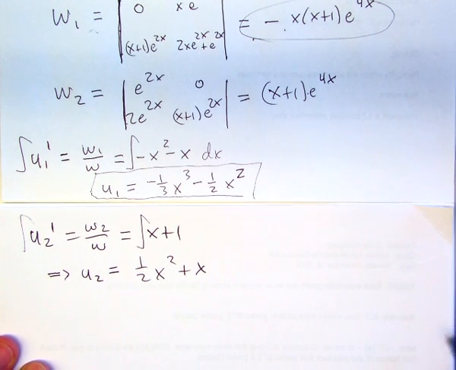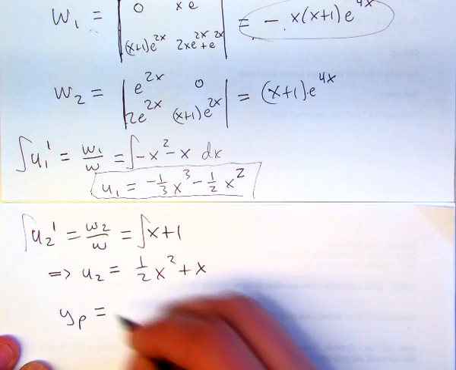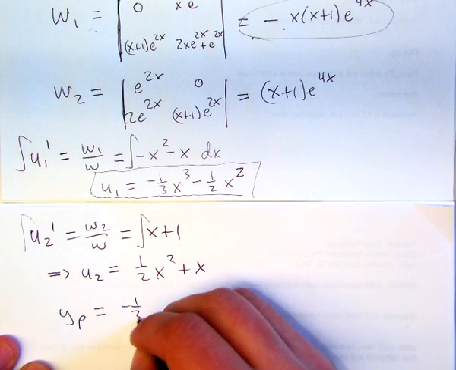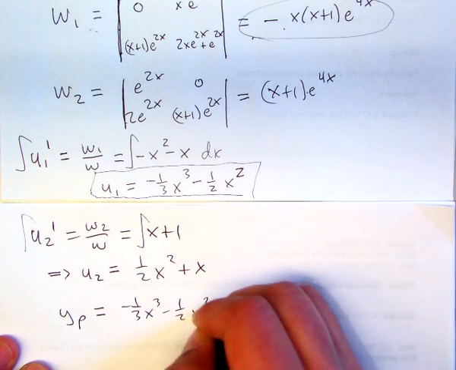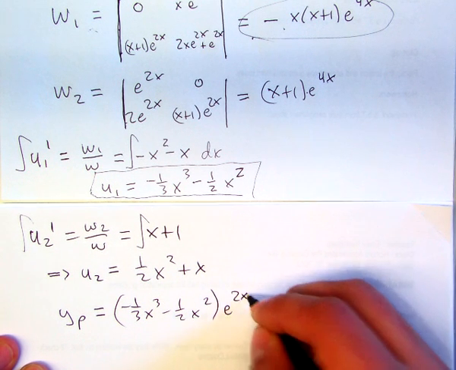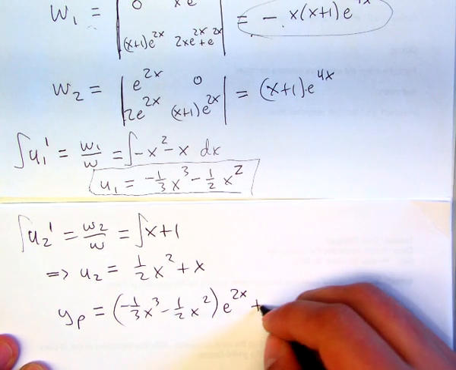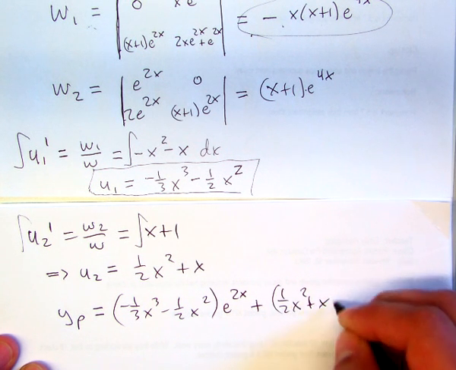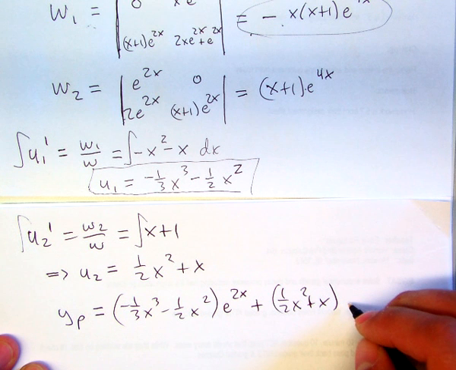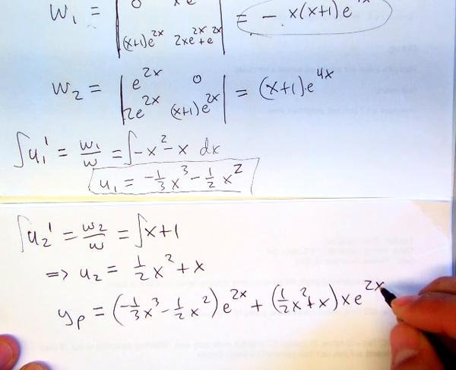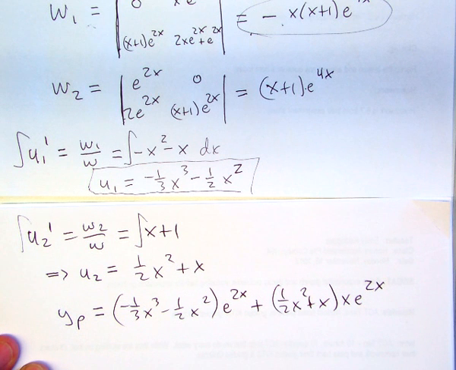So particular solution. Remember, the format is always U1 Y1 plus U2 Y2. So U1 is minus 1/3 x cubed minus 1/2 x squared. Our original Y1 was e to the 2x plus U2, so 1/2 x squared plus x. And then our Y2 was x e to the 2x.